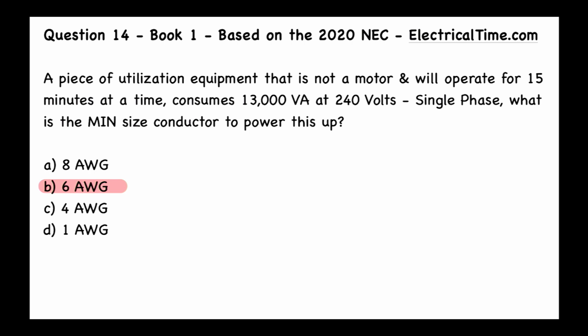So we're being told that we've got 13,000 VA. We're told this is going to be 240 volts at single phase. We're told that this is not a motor, so this is not going to be Article 430 for motors. And we're also told that this piece of utilization equipment is going to operate for 15 minutes at a time. So we're not looking at something that's considered to be a continuous load. And a continuous load is something where the max ampacity is going to continue for 3 hours or more. All right, so let's see how we solve this problem.